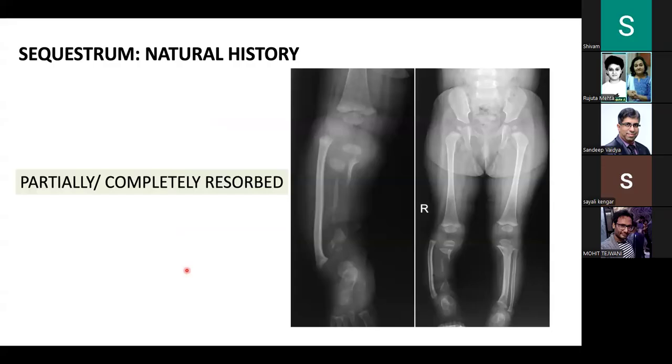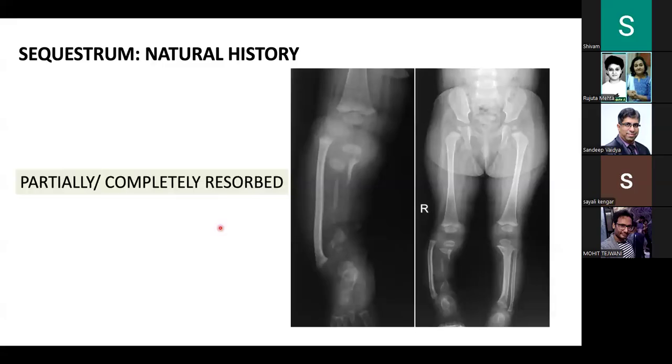So here what has happened is the involucrum has failed to form. The host immune system has launched an attack on the sequestrum. Therefore, the sequestrum has almost been completely resolved. Just a bit of a faint strand you can see over here. That is probably the residue of the old sequestra.